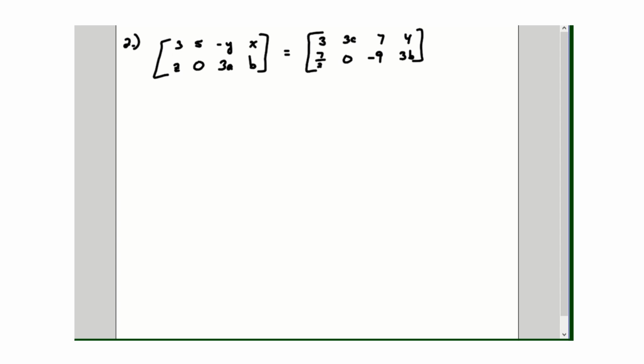All right, so we see that these 3's match up. So then 5 has got to equal 3C. -y has got to equal 7. X has got to be 4. Z has got to be 7/2. The zeros match up there, so that works. That 3A and that -9 have got to match up, and that B and that 3B have got to match up.